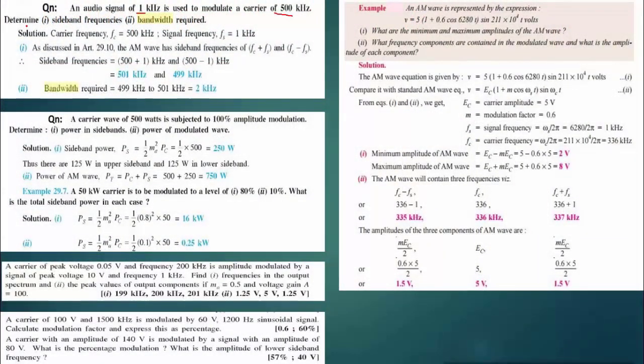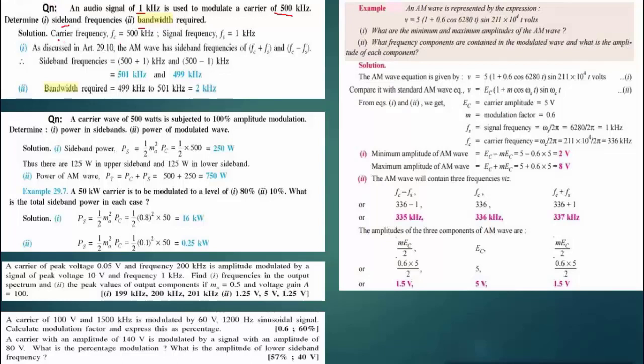Determine the sideband frequency and the bandwidth required. Remember, speaking of sidebands, we have the lower sideband and upper sideband, lower limit and upper limit respectively. For the upper limit, you add the frequency of the signal to the carrier wave. For the lower limit, you subtract the frequency of the signal from the carrier wave.